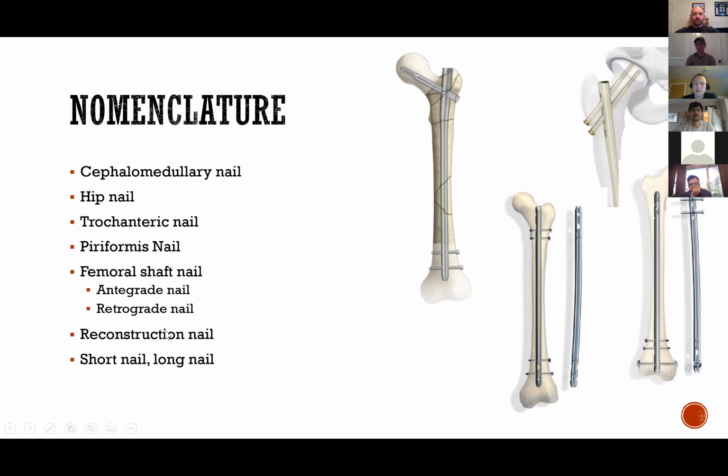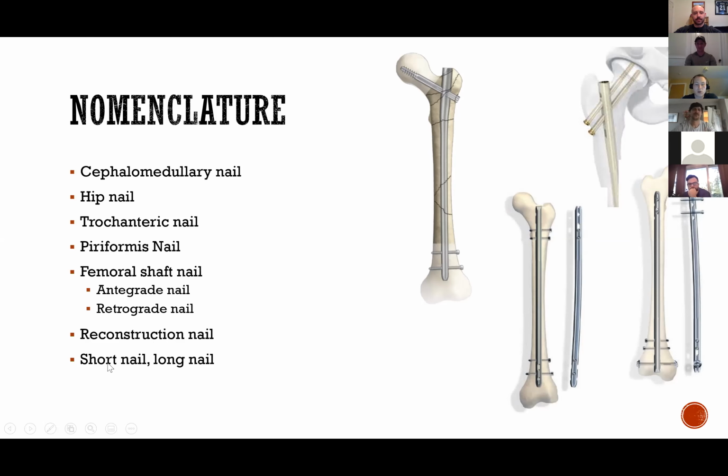Something called a reconstruction nail, if you guys ever hear that, sometimes we call it a recon nail. All that means is that the nail has these oblique holes in it, which allow us to put screws up into the femoral neck. You could have a recon piriformis start nail. So this particular one, I don't know whether it has those oblique holes or not, but the ability to put those oblique screws is what makes it a recon nail.